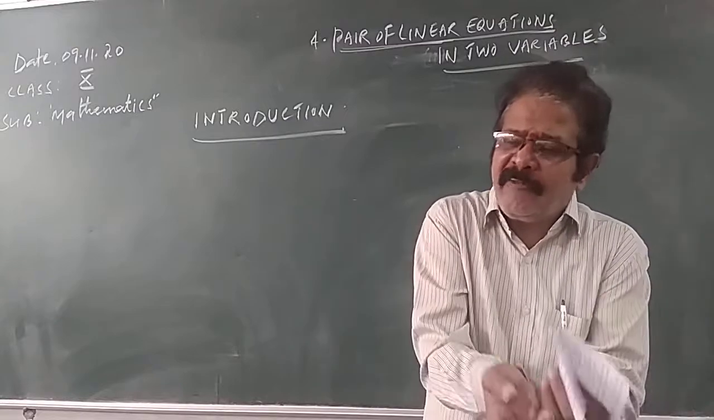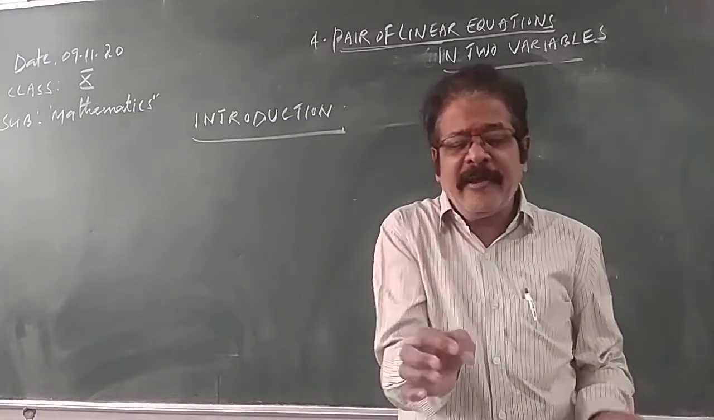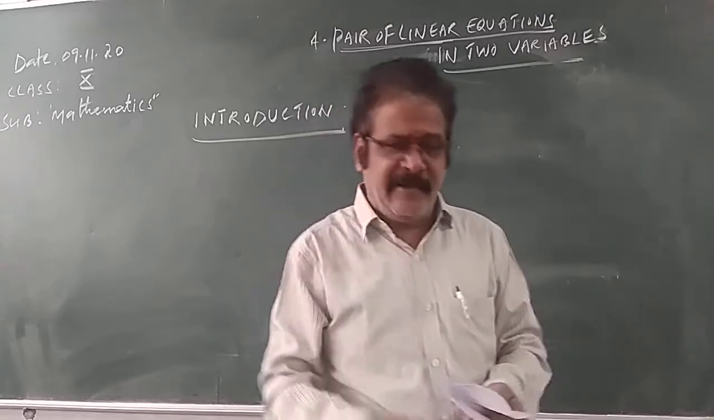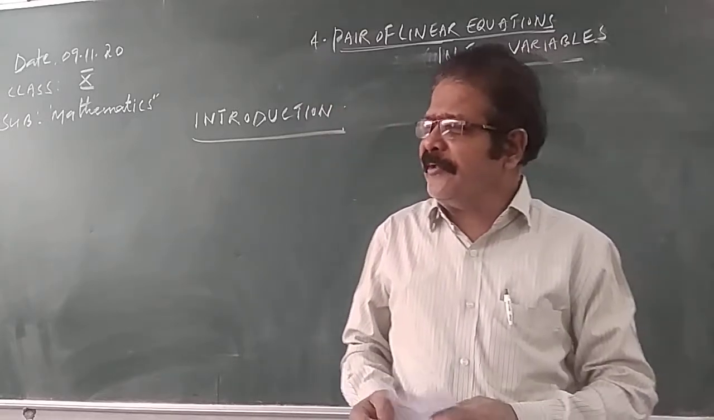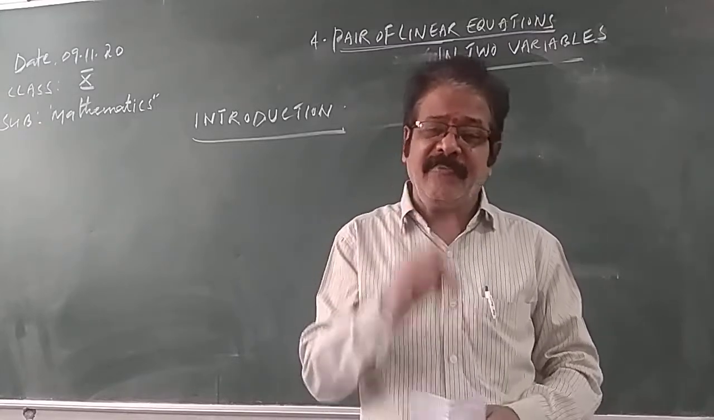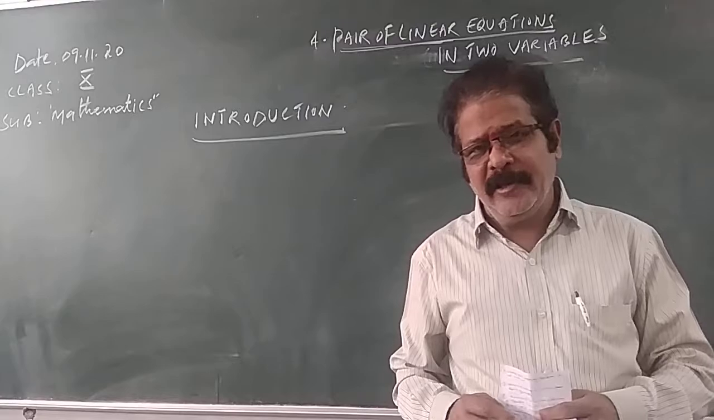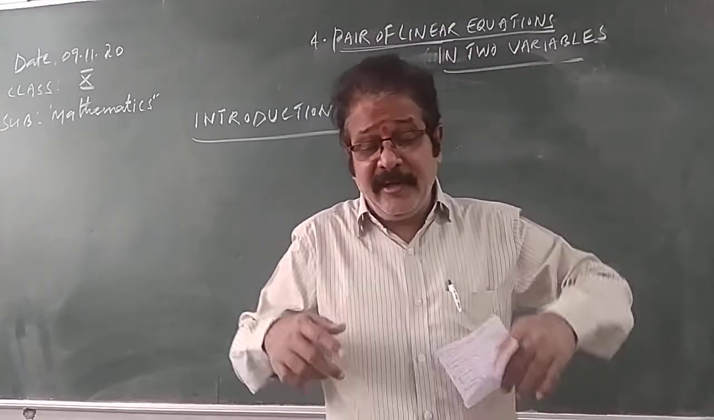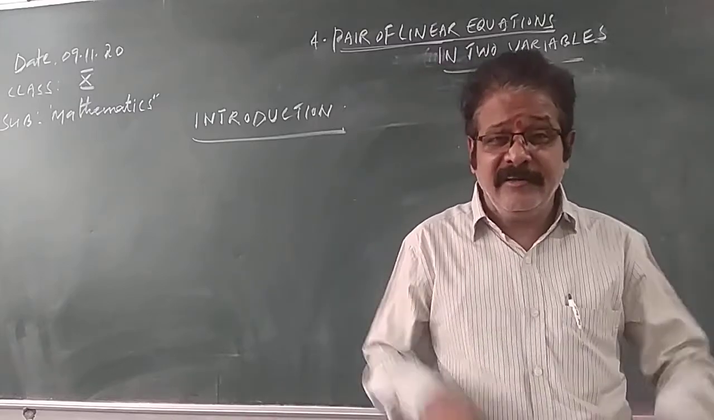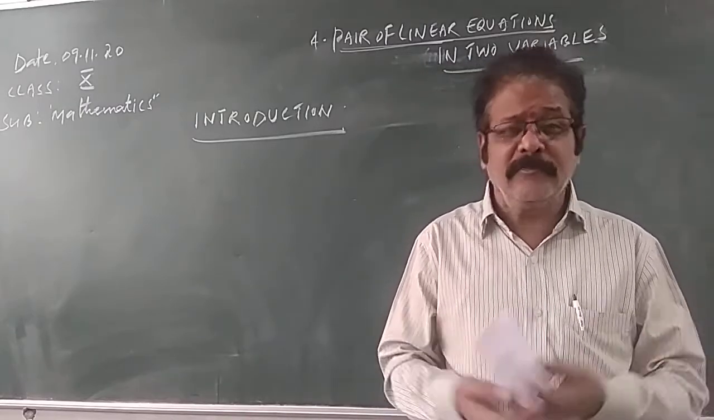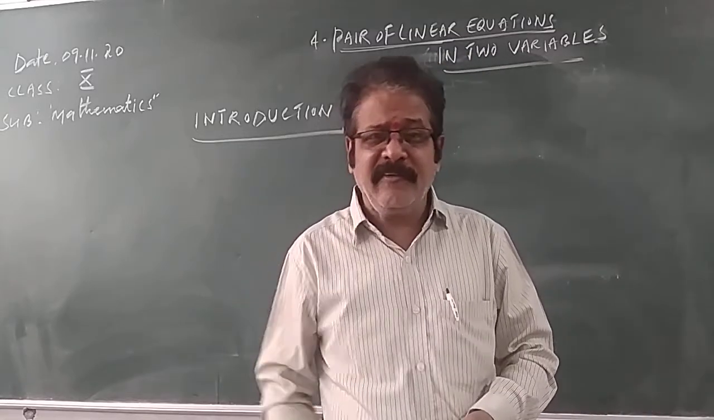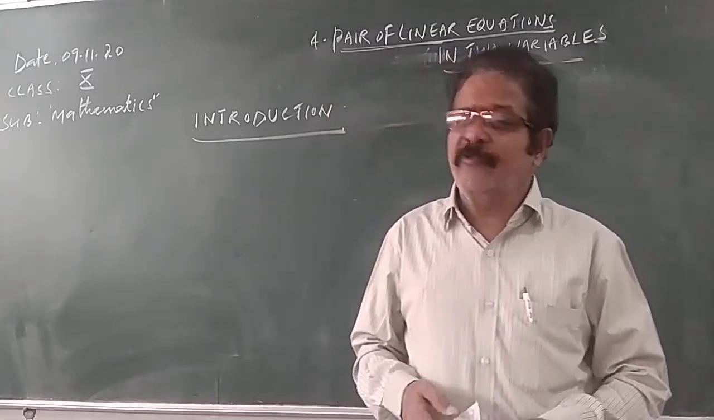If any polynomial involves only one variable, it is linear with degree 1. The polynomial which involves only one variable with first degree is called a linear polynomial in one variable. If it involves two variables, such as x, y, or z, x, or x, w, any two variables, such an equation is a linear equation in two variables.